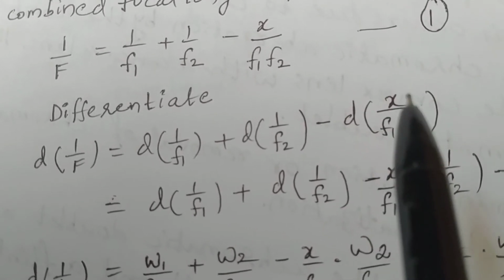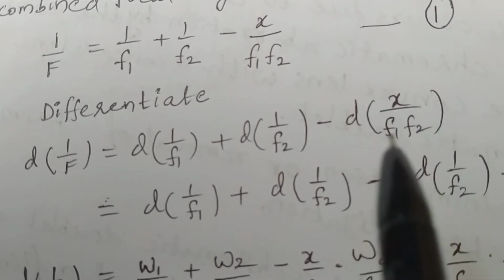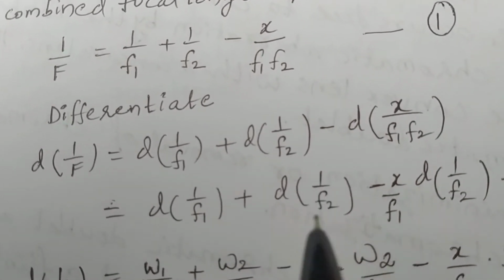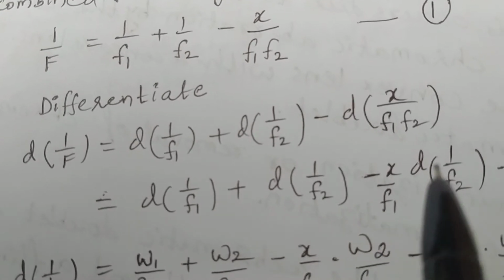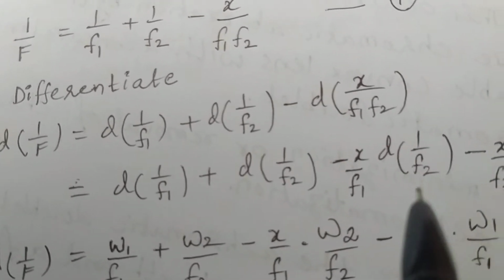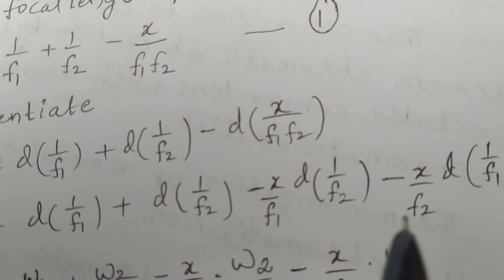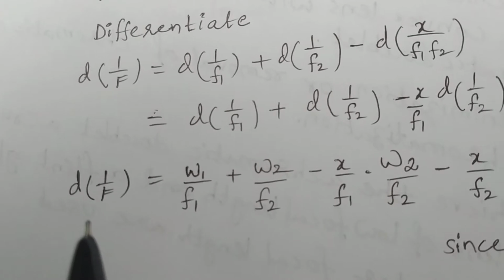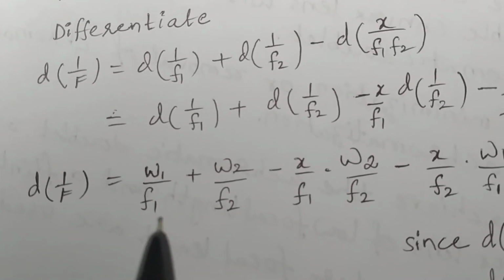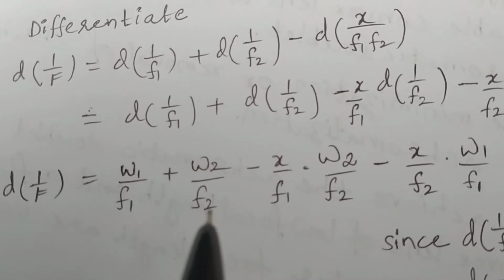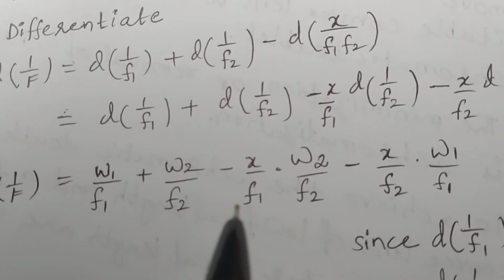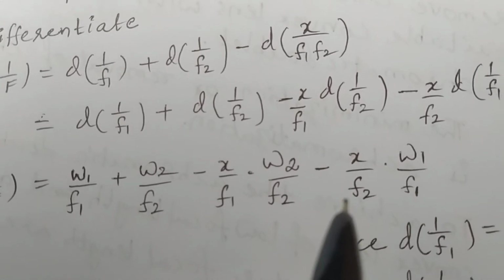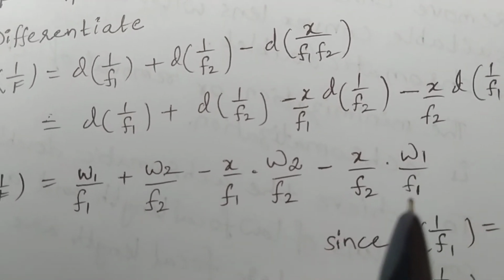Now differentiating the parts: d(1/f1) + d(1/f2) - (x/f1) d(1/f2) - (x/f2) d(1/f1). So d(1/f) = ω1/f1 + ω2/f2 - (x/f1)(ω2/f2) - (x/f2)(ω1/f1).